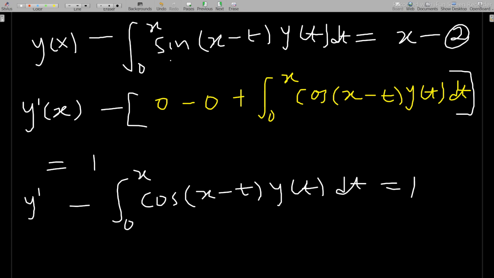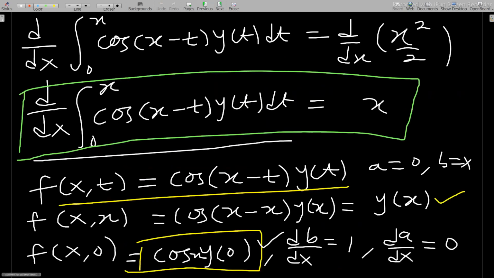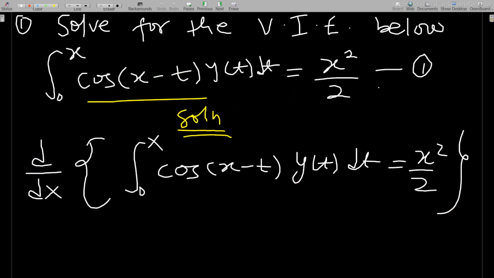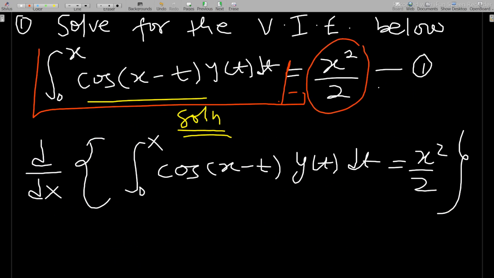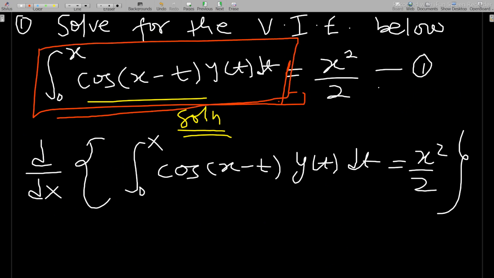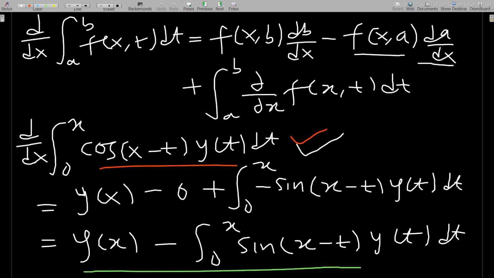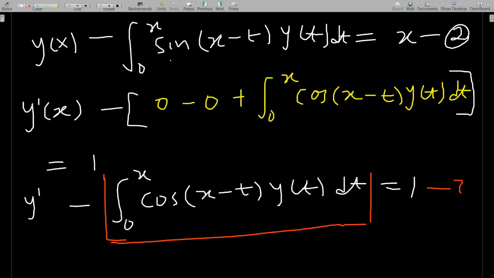But now let's go back to our question and look at something. Where can you find this? You go back to the question and realize that in equation 1 you have the integral of cos of x minus t, y of t dt from 0 to x equals s squared over 2. So we've gotten this same thing in one of our equations. Let's call this equation 3. But you can see that from equation 1, this whole thing is equal to s squared over 2.